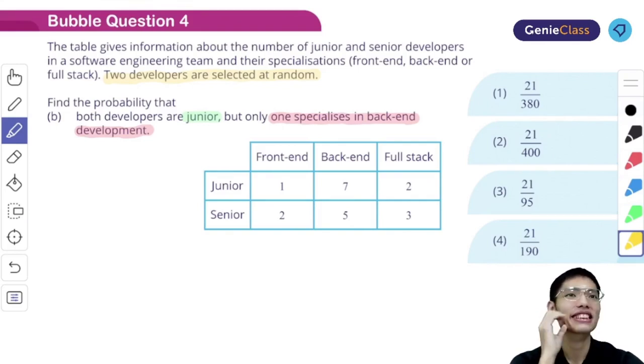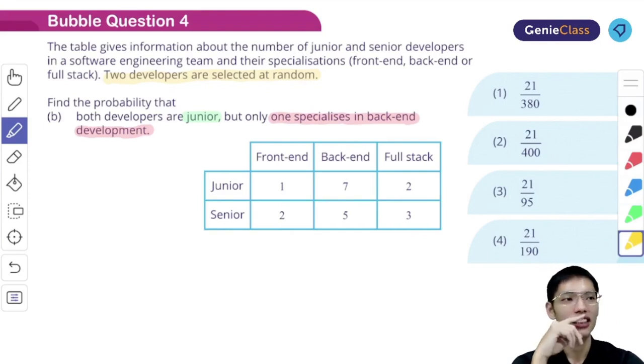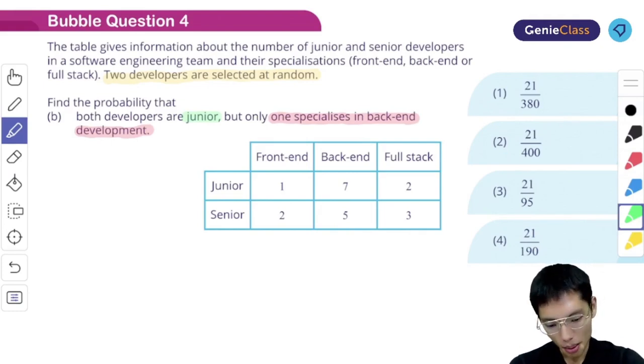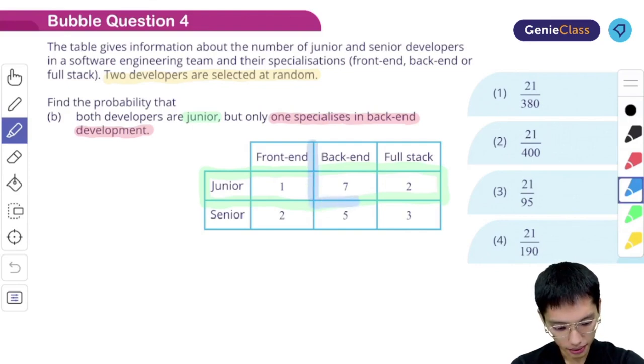Take note. Looking at the responses, I am heartened by the response, just that there's one additional step that most of y'all forget. I think once I mention this, you'll be like, oh, okay, I see where this is going. Okay, time is up. Let's zoom into what the question asks. Both developers are junior, but only one specialized in backend.